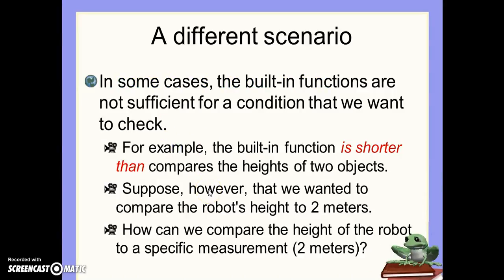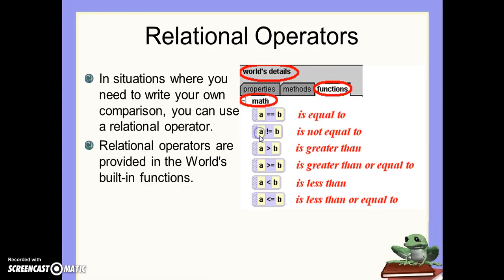There's a different way of doing it. Let's take a look at a different scenario. In some cases, the built-in functions are not sufficient for the condition that we want to check. For example, the built-in function is shorter than compares the heights of two different objects within the same world. Let's suppose, however, that we wanted to compare the robot's height to 2 meters. How can we compare the height of the robot to a specific measurement, in this case 2 meters?